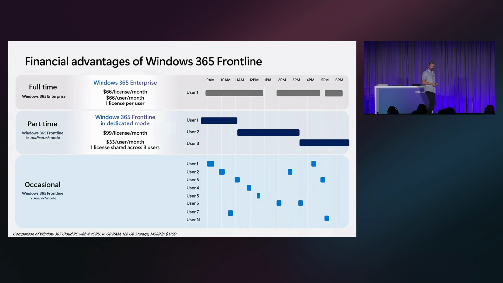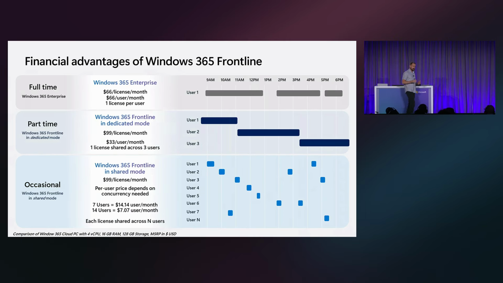If you look at Windows 365 Frontline in dedicated mode, the license for the same size cloud PC is 50% more at $99, but the per user cost is 50% less at $33. Because remember, now you have 3 users that are able to share that license.